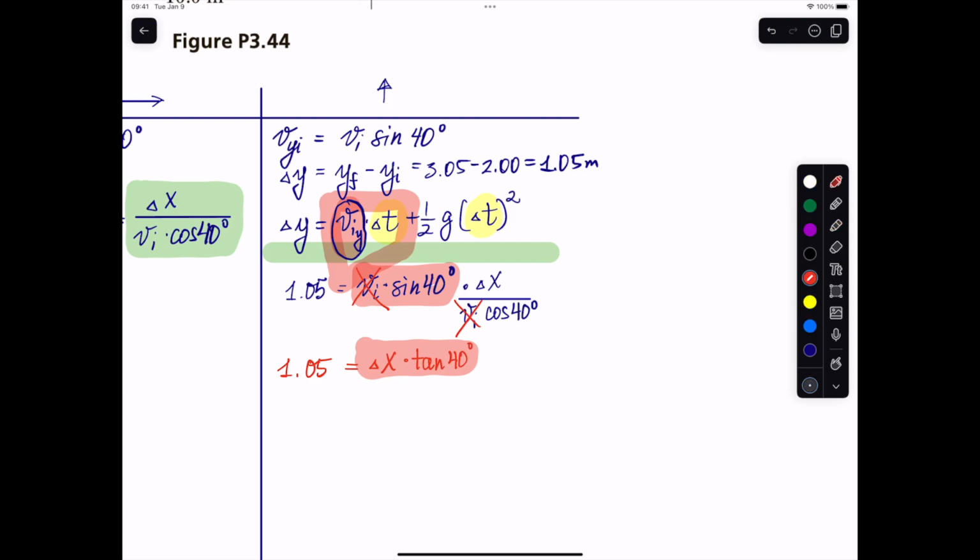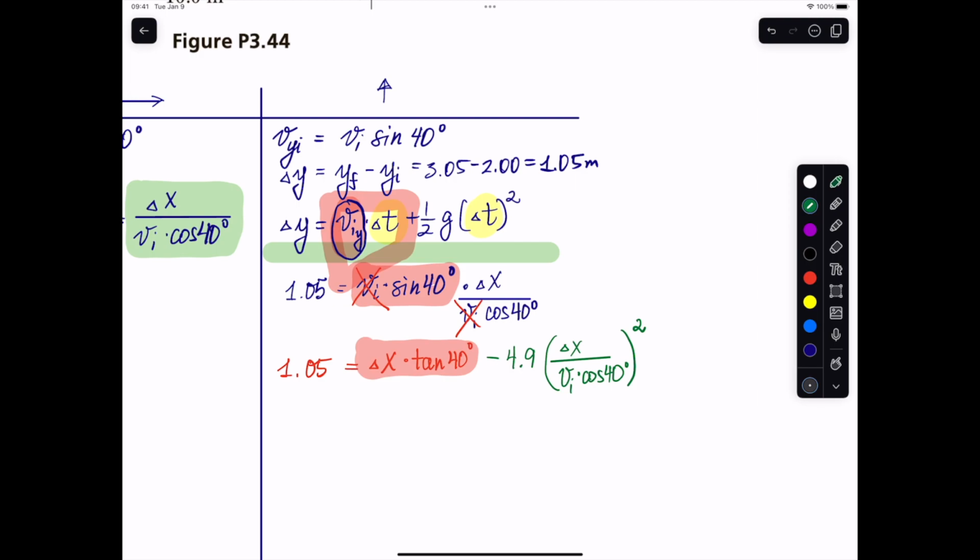Then 1/2 g, we know g is going to be downward, and therefore I'm going to make it negative, and half of g is negative 4.9, so negative 4.9, and then I have t squared. So I have to take the whole contraption of change in x over V initial times cosine of 40, all of that I have to square. And now we have one variable because change in x is a given. That's the beauty of this. We substitute and we get rid of the unknown variables.